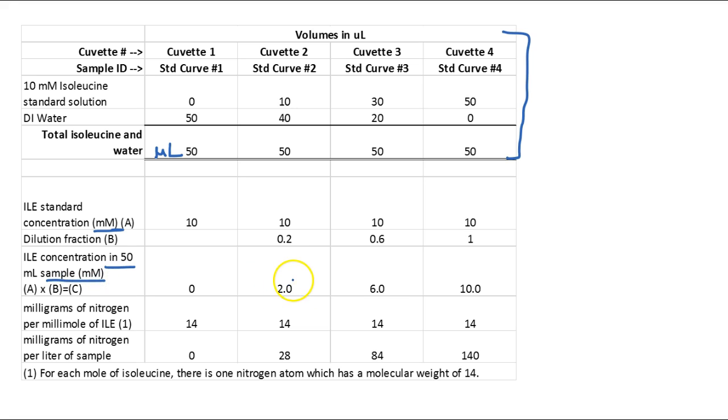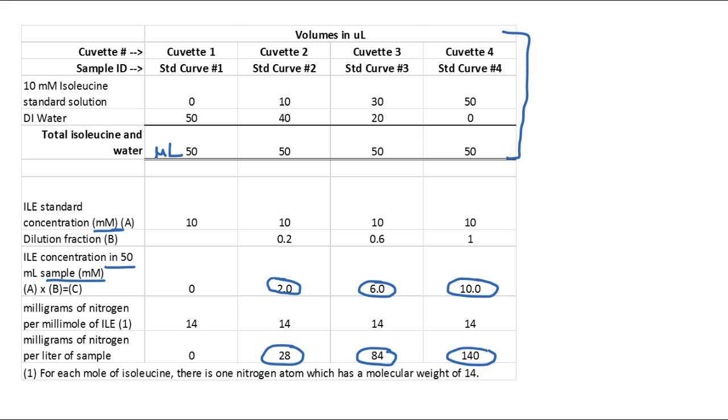And that's in millimolar. So we have 2 millimolar concentration in cuvette 2, 6, and 10 millimolar in 3 and 4. And so if we have 14 milligrams of nitrogen per millimole, this should be per millimolar. Oh no, per millimole, that works. Same thing. In this case, we can use the 14 per millimole and multiply it out, and we get our milligrams of nitrogen per liter of sample.